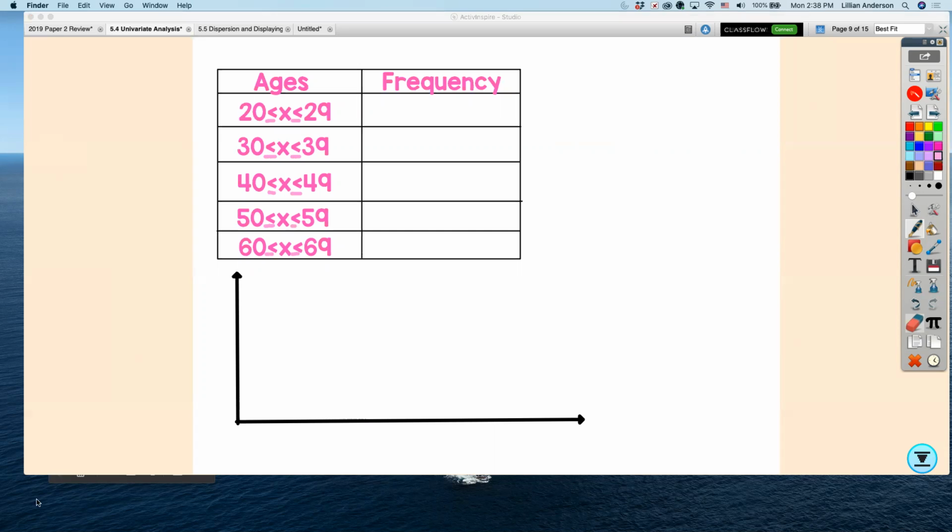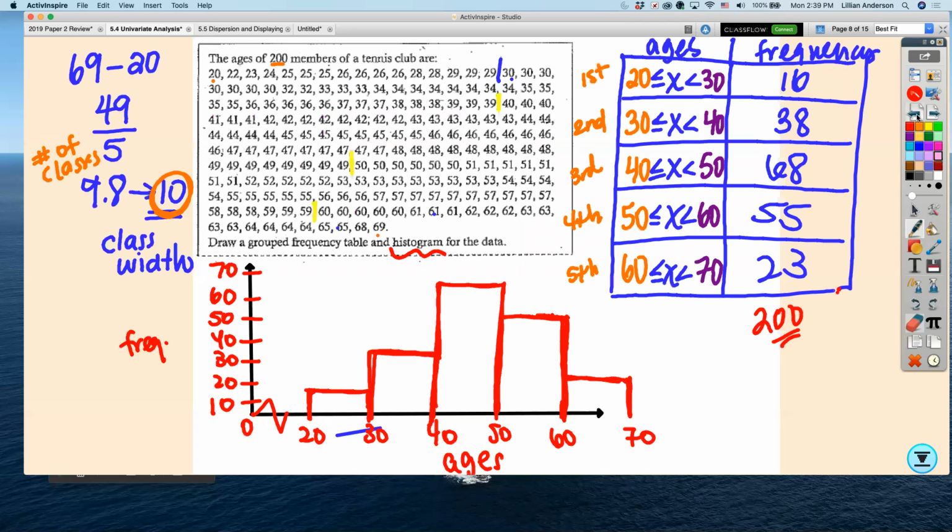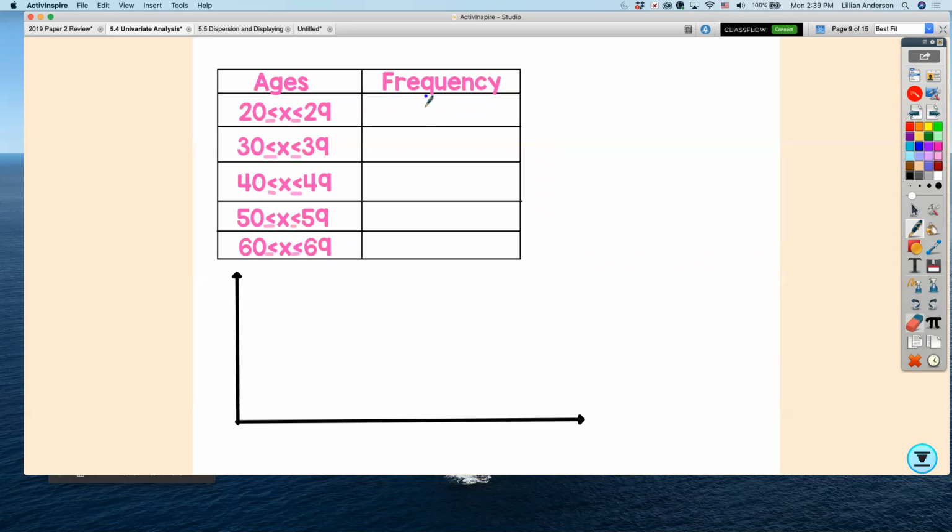The width is still 10 for the upper limits, the lower limits, and in between. Because if I'm including 29, 20 to 29, that's 20, 21, 22, 23, 24, 25, 26, 27, 28, 29. That's still a width of 10. There's just one difference that you're going to have to deal with. Frequency is still the same. So that's still 16, 38, 23. Frequencies are still the same.